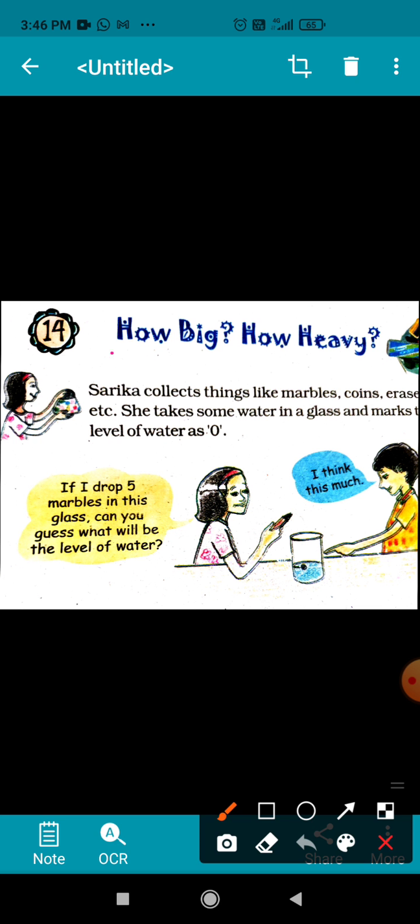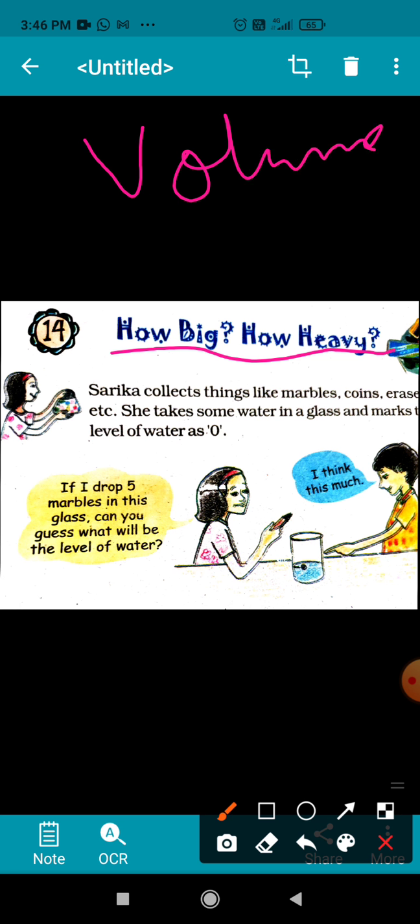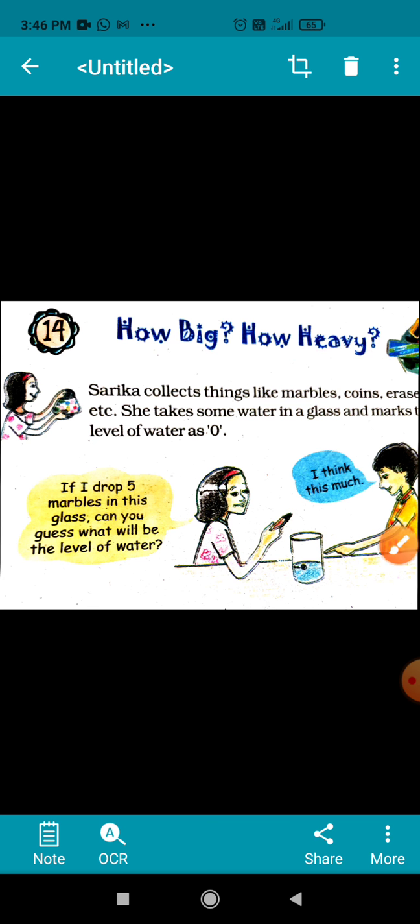Today I am going to start a new lesson of your math book, and the name of the lesson is How Big, How Heavy. Children, in this lesson you will learn about volume, and you will also learn how we can calculate the volume of different solid shapes like cube and cuboid. Okay, let us know what is volume.